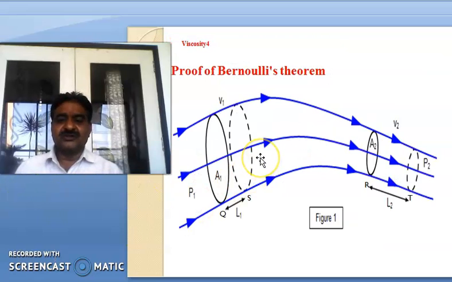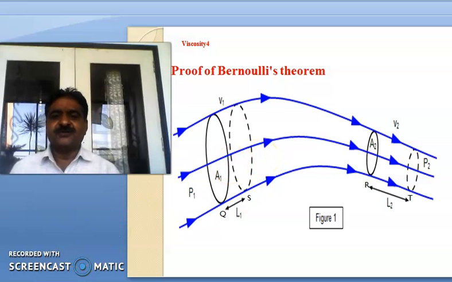Now let us turn towards its proof. In Bernoulli's theorem, we have seen that total mechanical energy remains constant. How is it to be proved? That proof we discuss now. See here the figure, carefully observe this figure. What are these? These are the parallel lines of the flow of the fluid.